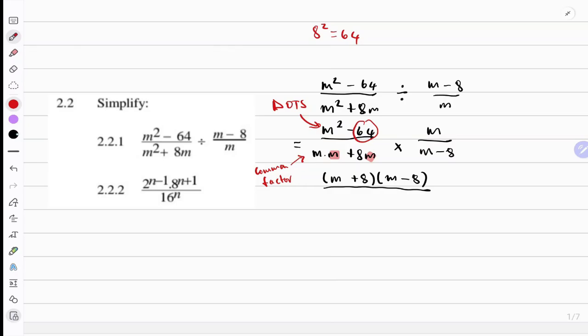So I'm going to factor out m, which leaves us with m plus 8, and then here we have m over m minus 8. So m plus 8 and m plus 8 cancel out. m minus 8 and m minus 8 cancel out, and the m's cancel out. So our final answer is 1.